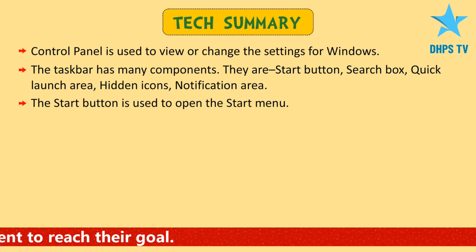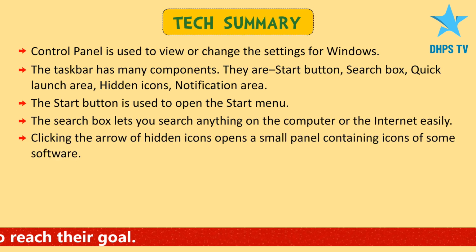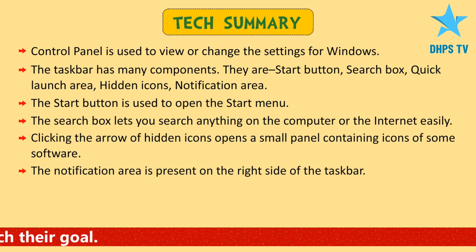The Start button is used to open the Start menu. The search box lets you search anything on the computer or the internet easily. Clicking the arrow of hidden icons opens a small panel containing icons of some software. The notification area is present on the right side of the taskbar.